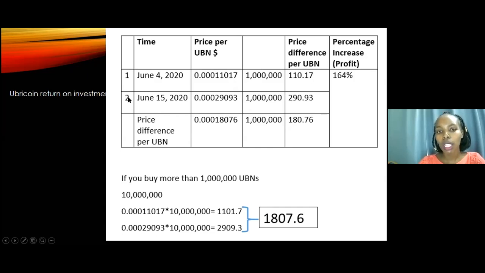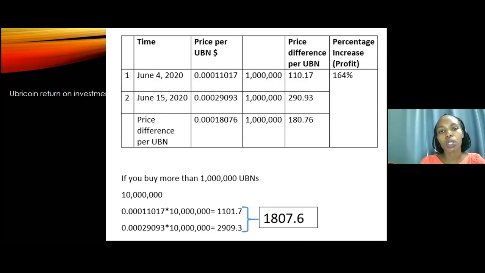And if you are working with a lot of Ubricoins, you would have bought Ubricoins worth $110. And if you sold them on June 15th, you would have sold them at $290. And then if the difference is $180, then that is a 164% increase in price. If you are working with 10 million Ubricoins, this is the profit that you would have made, $1,807.